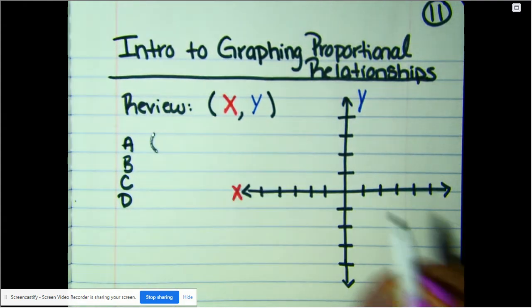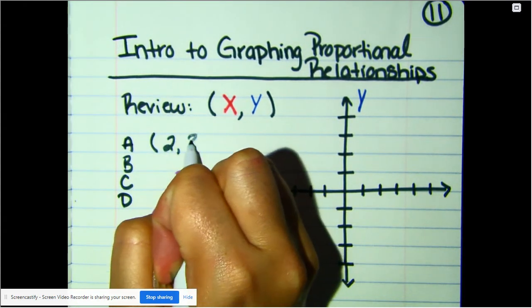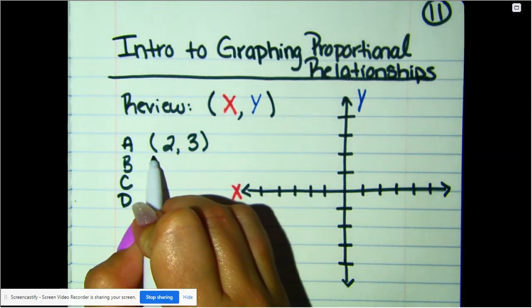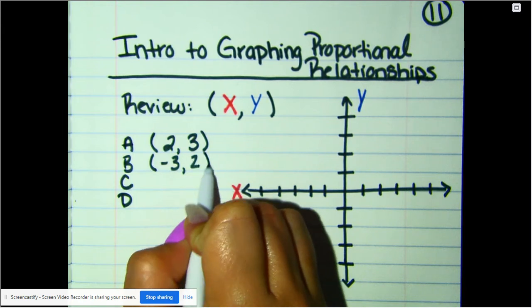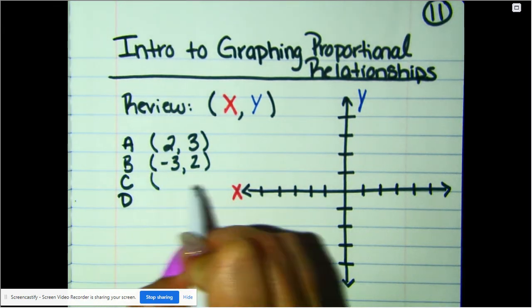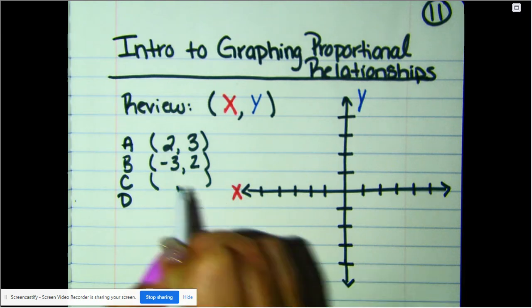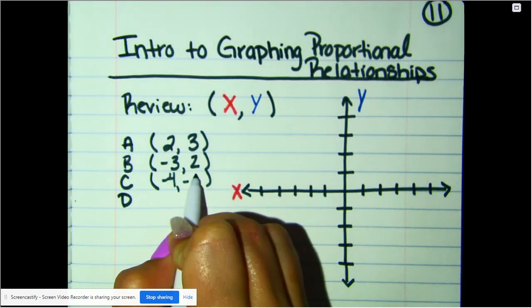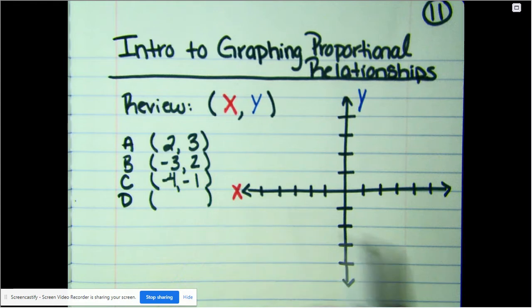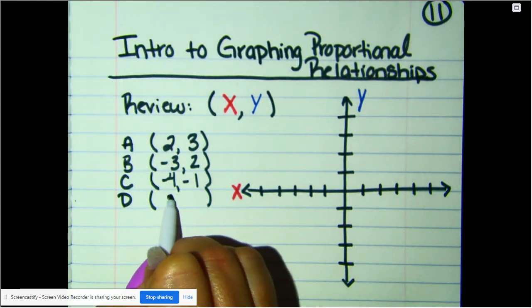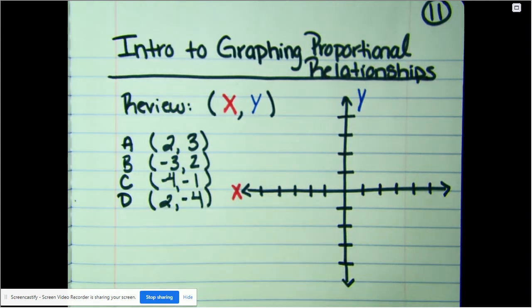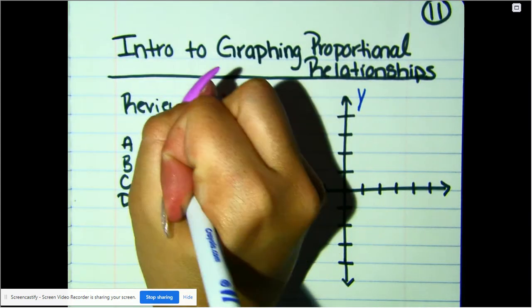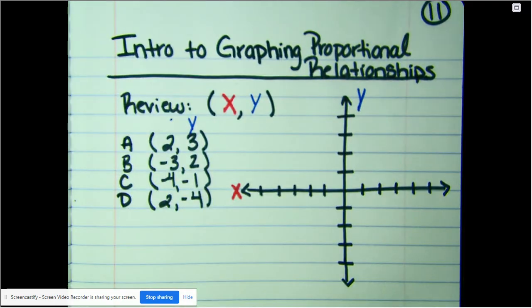Point A is going to be located at +2, +3. Point B is going to be located at -3, +2. Point C is going to be located at -4, -1. And point D is going to be located at 2, -4. Okay, so again, x values come first, and then the y values come second.